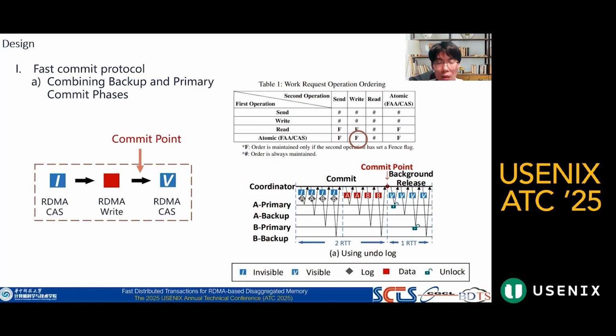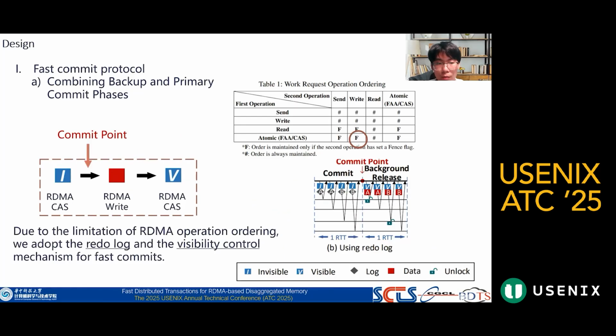However, the batched RDMA atomic and write need a fence flag to maintain the ordering, which incurs an additional round trip. In contrast, the redo log contains the new data, and the order between the visibility and the redo logs does not affect correctness. So, it is possible to perform both operations in a single round trip. As a result, we adopt the redo log and the visibility control to merge the commit phases and commit the transaction quickly, as shown in figure B.